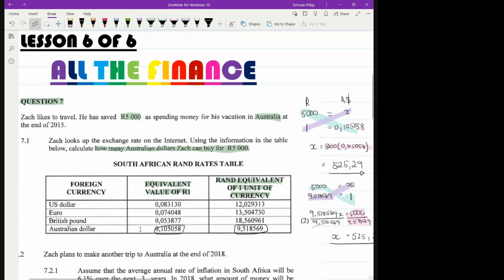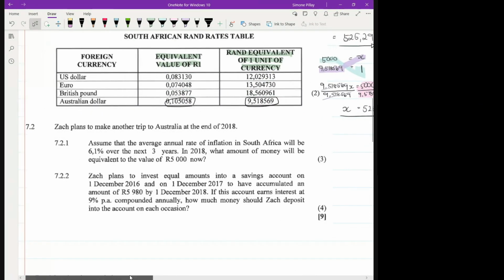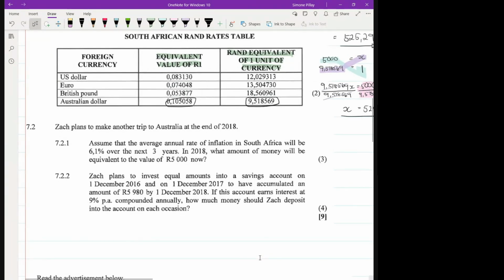Okay. Cool. So let us now look at 7.2. And 7.2 says Zach plans to make another trip to Australia at the end of 2018. Assume that the average annual rate of inflation in South Africa will be 6.1% over the next 3 years. In 2018, what amount of money will be the equivalent of 5,000 Rand now?